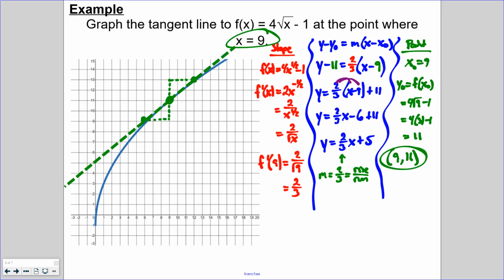And there you have it. This line is going to be y is equal to 2/3 x plus 5 as our graphed tangent line.